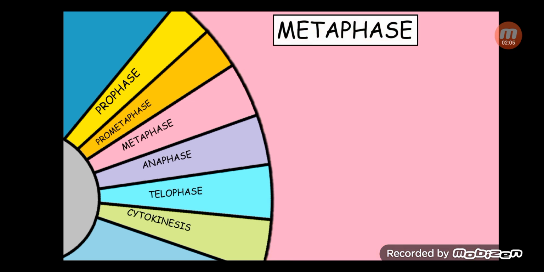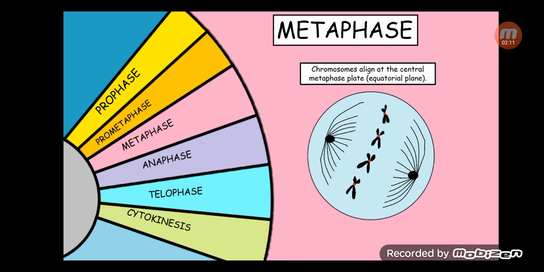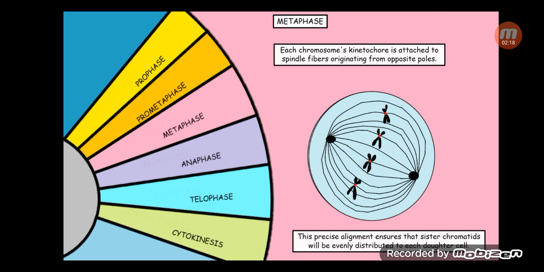Then starts the third phase, that is called metaphase. During metaphase, chromosomes align at the central metaphase plate, which is also called the equatorial plane. Each chromosome's kinetochore is attached to spindle fibers originating from the opposite pole, as you can see in the diagram or picture, and this precise alignment ensures that sister chromatids will be evenly distributed to each daughter cell.